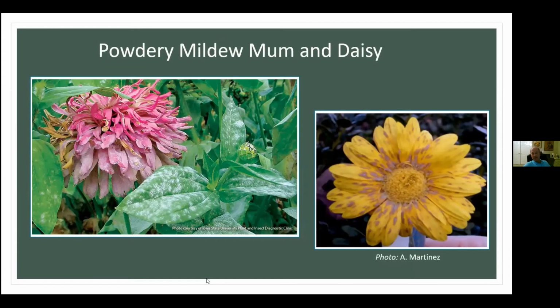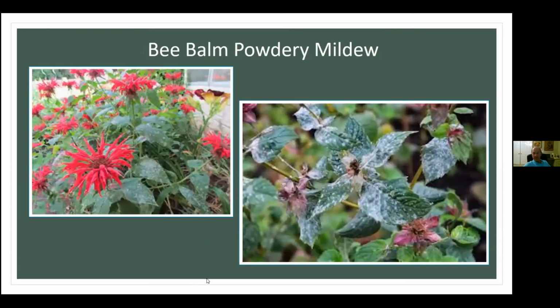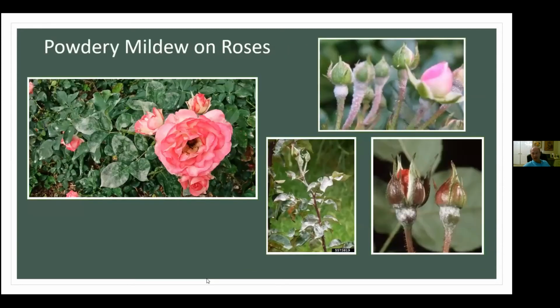The powdery mildew has infected both the flower and the leaves on this mum, as shown in this picture. The gray fungal growth is characteristic of powdery mildew on the daisy on the right. Symptoms of powdery mildew on bee balm are more severe with overcrowding and when planted in partial shade. Note that the infection has spread to the flowers and the leaves. The fungus can remain dormant in buds and continue to infect.